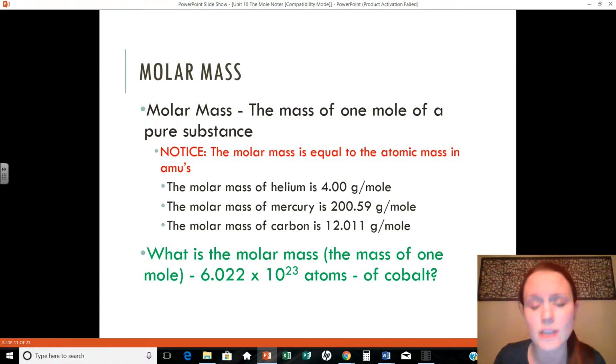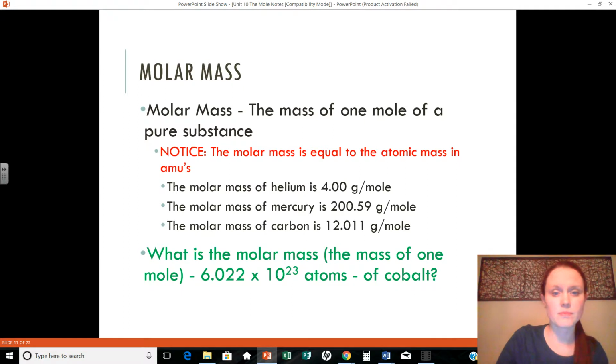I want you all to look at your periodic tables, find cobalt, and tell somebody sitting next to you or around you what the molar mass of cobalt is. I'll let you pause here. You can just hit the pause button, and once everybody has found the molar mass of cobalt, you can continue.